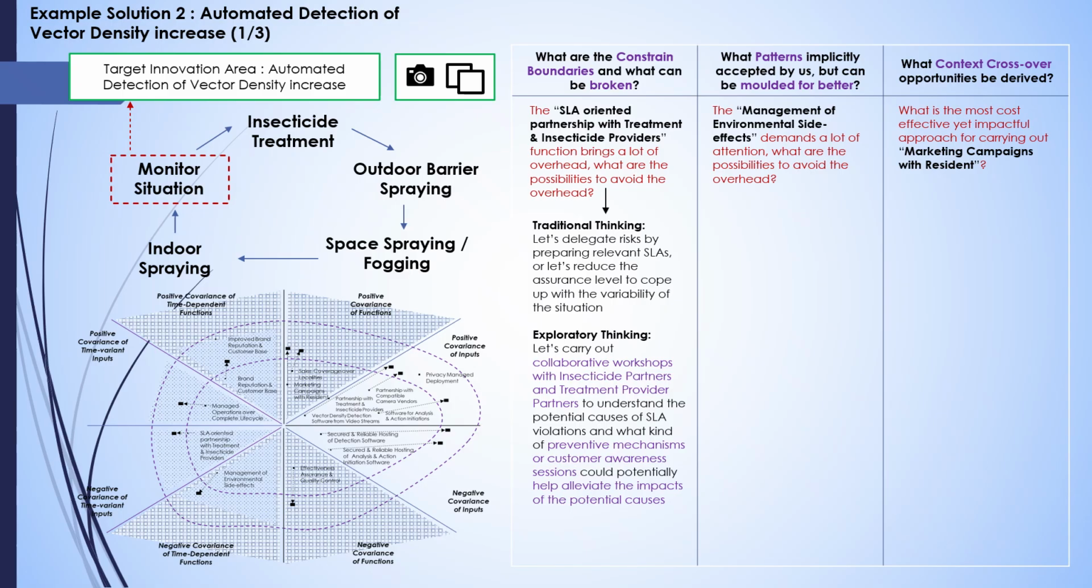Now apply unconstrained thinking. Instead of writing SLAs that penalize failures after they happen, what if you invested in preventing those failures in the first place? Imagine collaborative workshops, bringing together insecticide vendors and treatment service providers, not to review contract terms, but to genuinely understand why SLA violations occur. What are the root causes? Seasonal supply constraints, logistical bottlenecks, customer behavior patterns that complicate treatment scheduling? And from those conversations, what preventive mechanisms emerge? What customer awareness sessions could reduce the friction that leads to SLA stress?